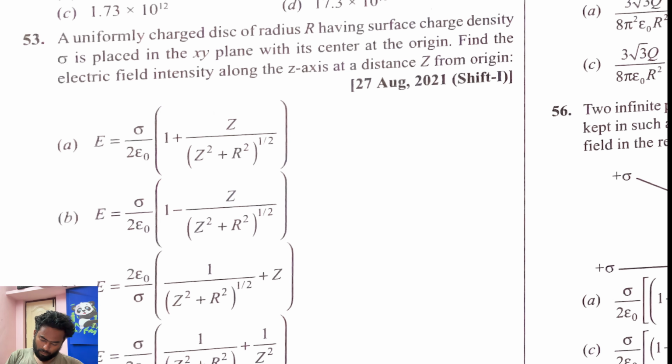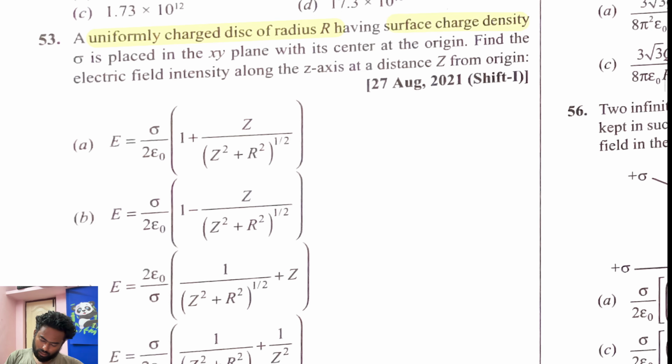Next question. A uniformly charged disk of radius r, surface charge density sigma, is placed in the XY plane with the center at the origin. Find the electric field along the z axis at distance z. Uniformly charged disk, okay, so this is a uniformly charged disk of density sigma, center at origin, along the z axis.